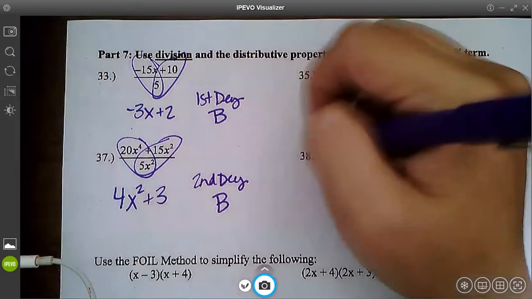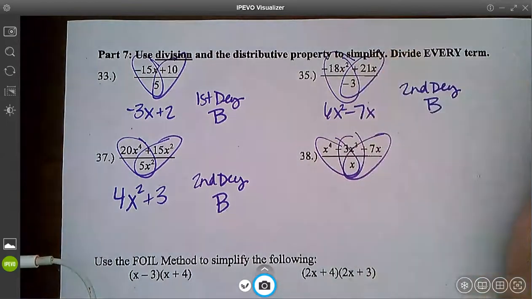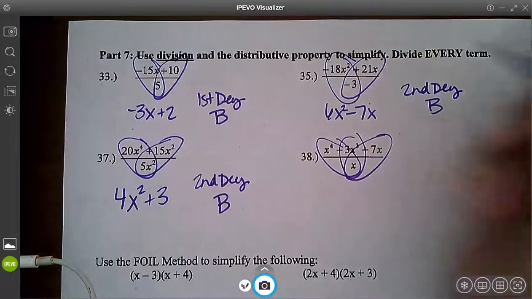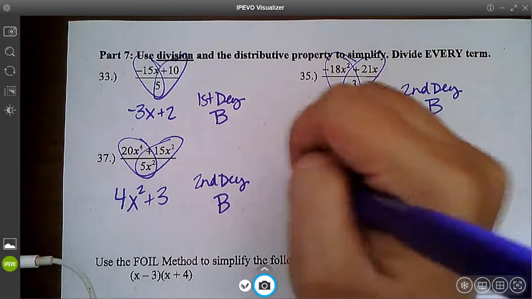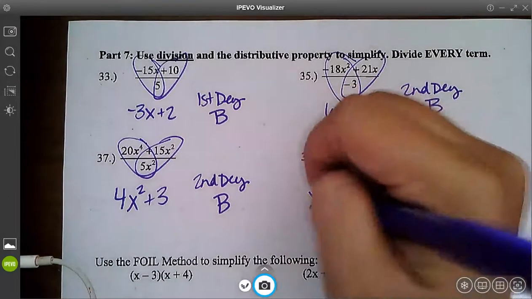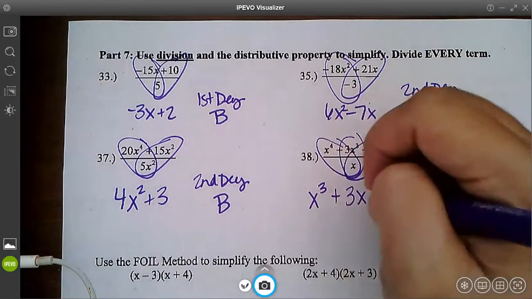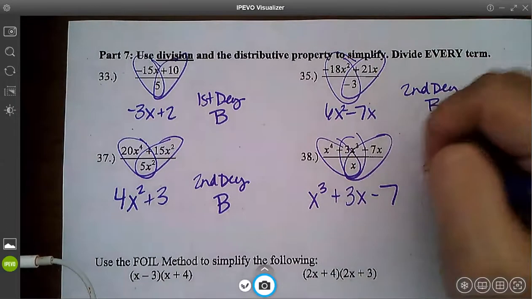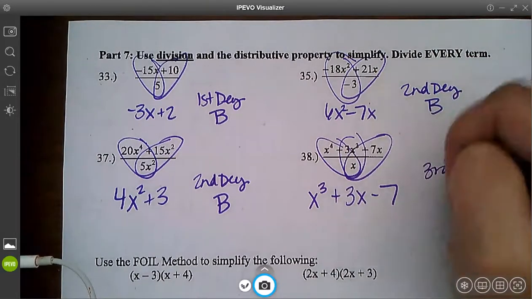And the last one, we have to just divide by all things here. X to the fourth divided by x, divide like bases, subtract exponents. And you have a third degree trinomial.